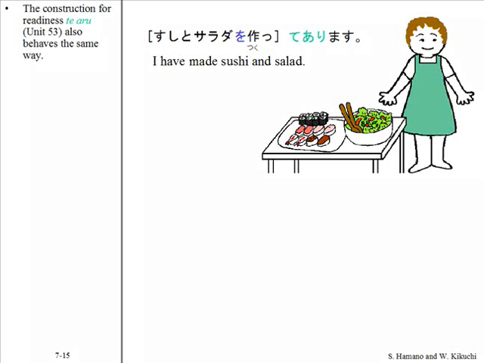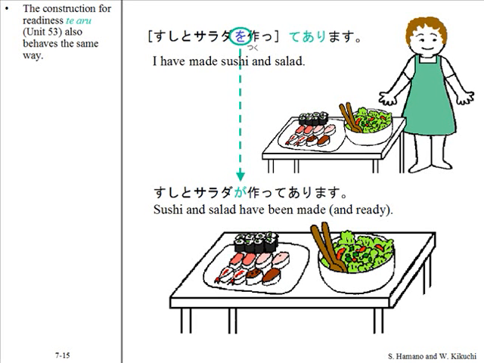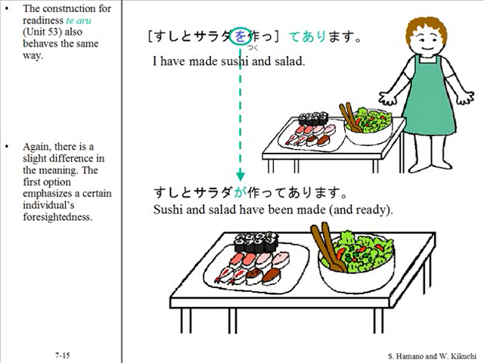The construction for readiness, te aru, also behaves the same way. 寿司とサラダを作ってあります。寿司とサラダが作ってあります。Again, there is a slight difference in the meaning. The first option emphasizes a certain individual's foresightedness. In the second, the individual does not have to be around.